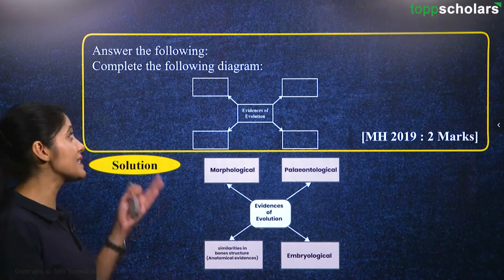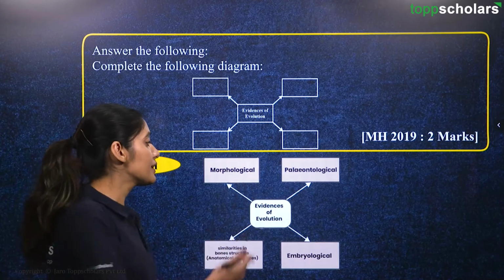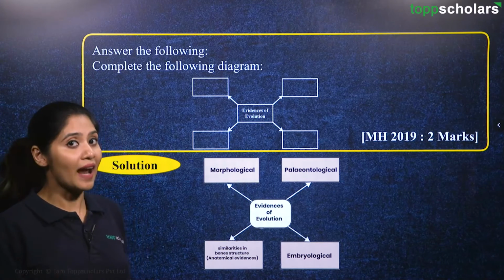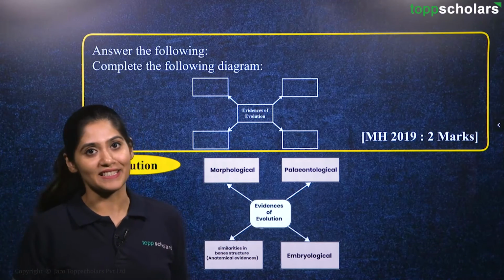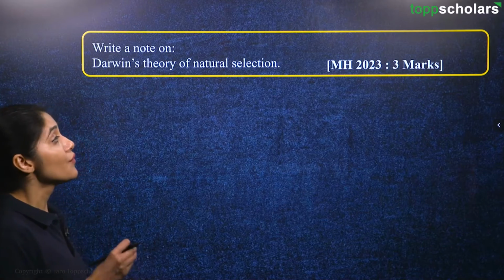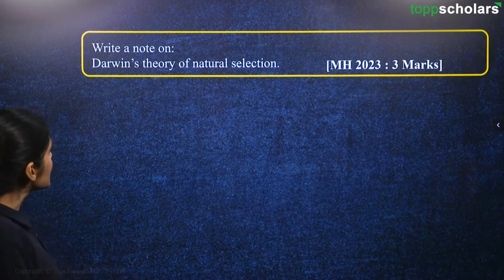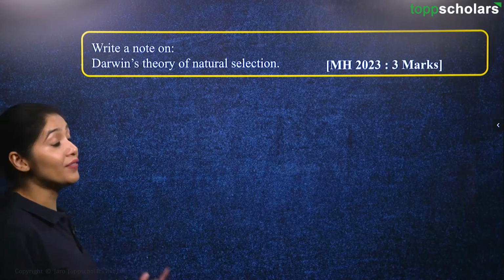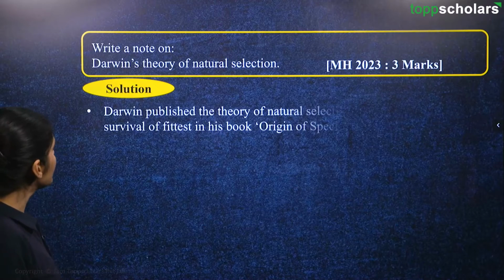So if, in case, instead of this diagram you were asked about mentioning the evidences of evolution and to write a bit about it, you can mention these points in your answers. Now the next question is from 2023, carrying 3 marks. Write a note on Darwin's theory of natural selection, right? So let's see the solution to it.